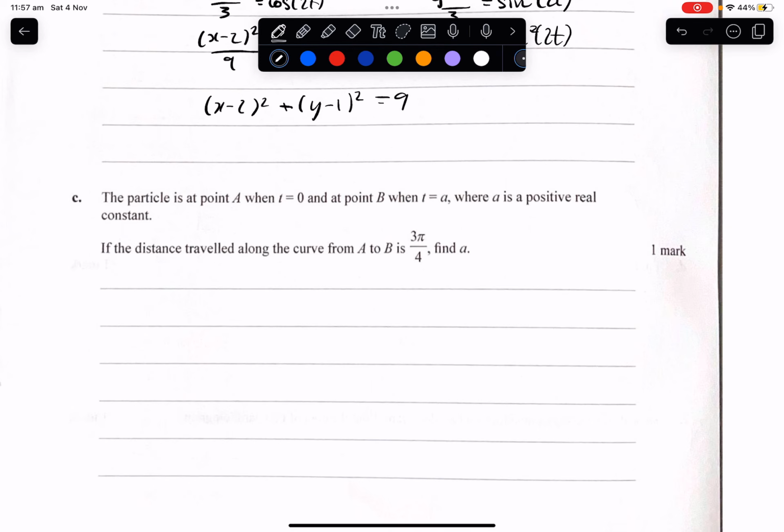A particle is at point A when t is equal to 0 and at point B when t is equal to a. If the distance traveled along the curve from A to B is 3 pi on 4, find a. So it's 1 mark, so it's obvious they don't want you to use the length of a curve formula. Let's just use, it's a circle. So this is the center, which is (2, 1).